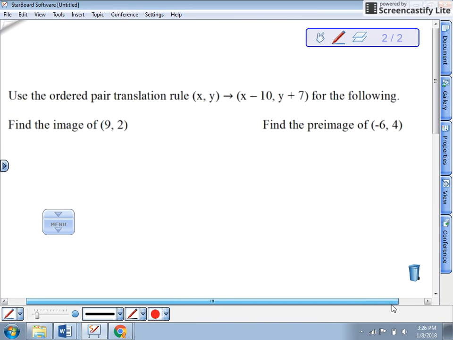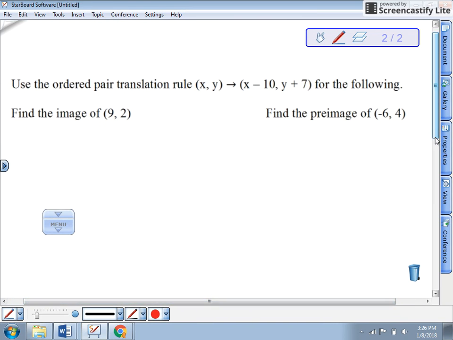It says use the ordered pair translation rule. So there's our ordered pair. Find the image of the point 9, 2. So now we don't have a chart. Okay, well this right here, this 9, 2, there's our X and our Y. That's the point that's moving. So all we're going to do is take these values and plug them in for X and for Y, because that will tell us the image. Because here is our pre-image. So to find the image, we're just going to plug them in.